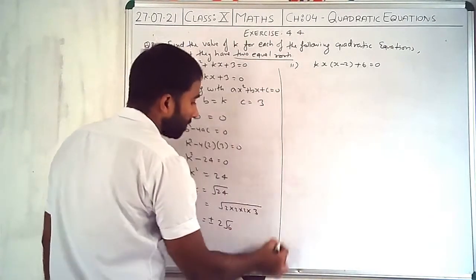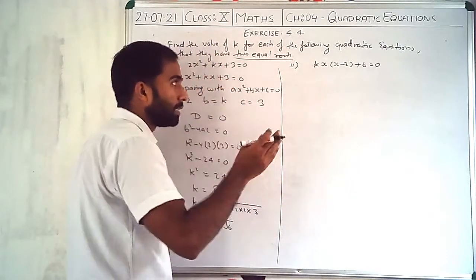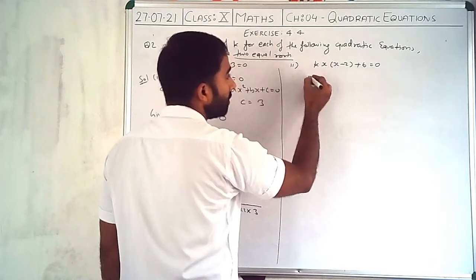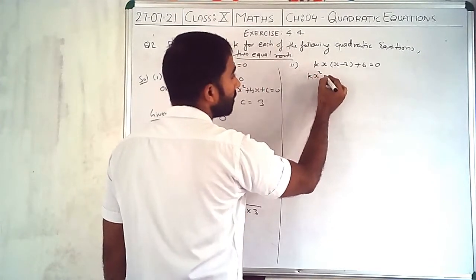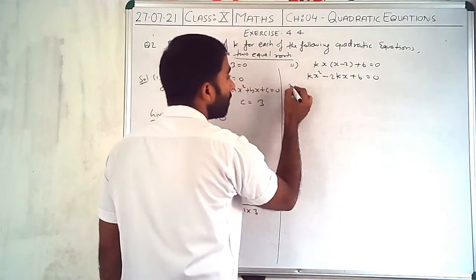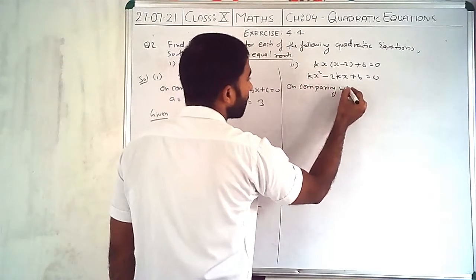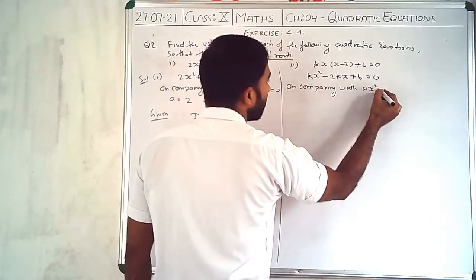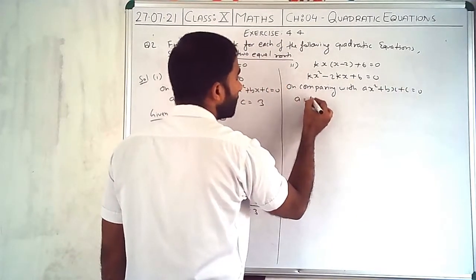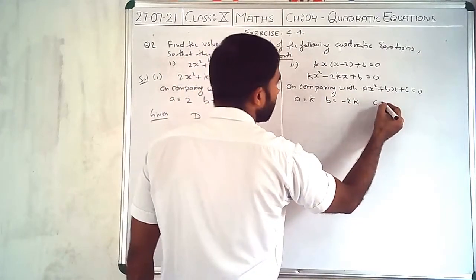Now come to the second part. First of all, you have to write this equation in standard form. It means expand this equation. So kx square minus 2kx plus 6 is equal to 0. On comparing with ax square plus bx plus c is equal to 0, a is equal to k, b is equal to minus 2k and c is equal to 6.